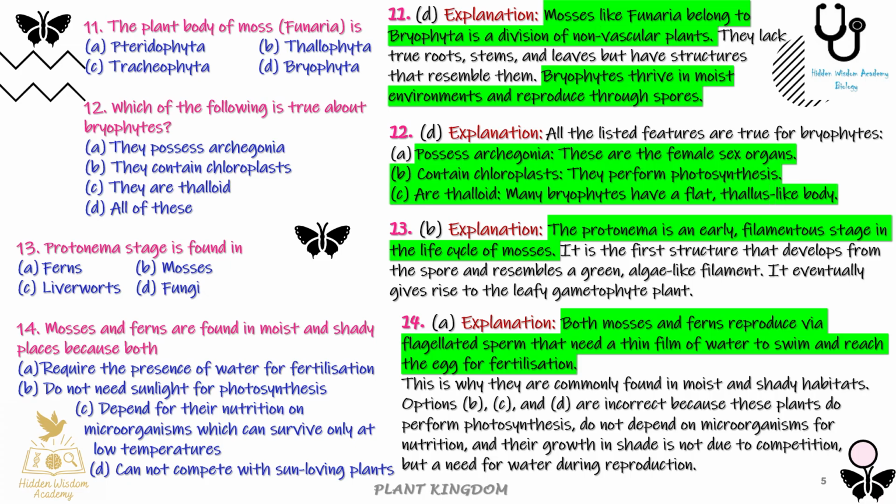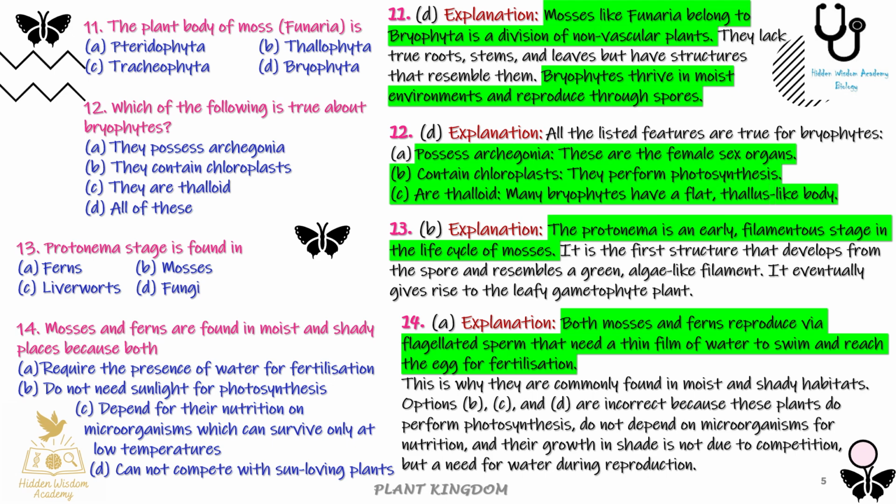Explanation: mosses like Funaria belong to Bryophyta. It is a division of non-vascular plants. They lack true roots, stems, and leaves but have structures that resemble them. Bryophytes thrive in moist environments and reproduce through spores. So, option D is the correct answer.